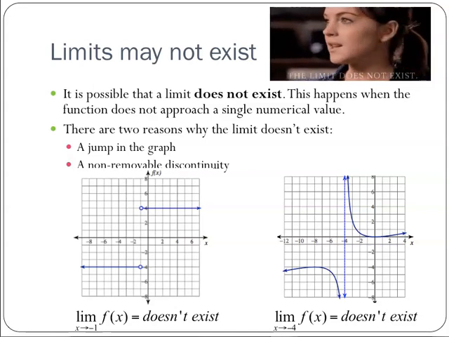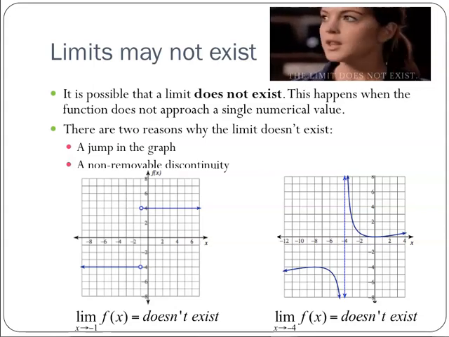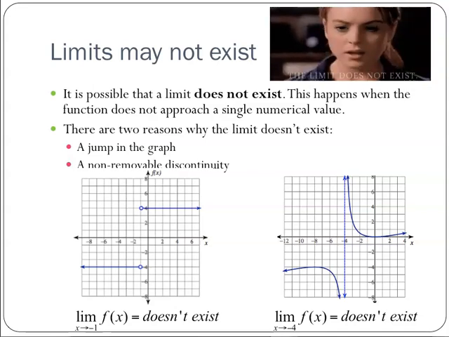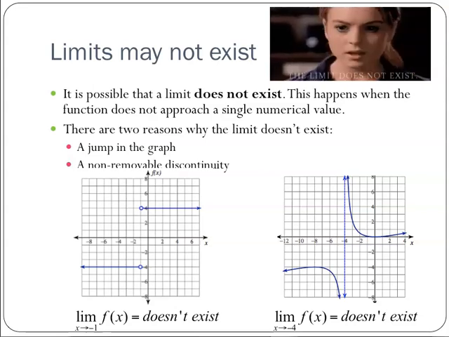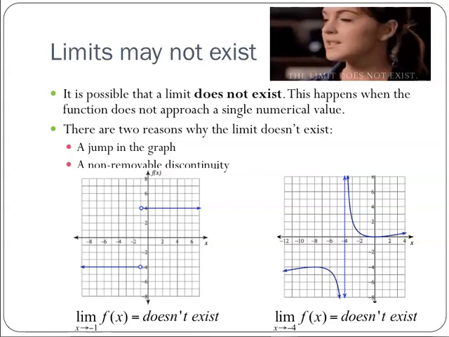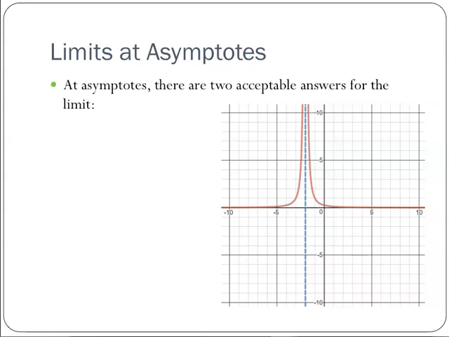Now, if on either side of the vertical asymptote you were approaching, they were both going up or both going down, we could still say that the limit does not exist because infinity or negative infinity is not a single numerical value. However, if it is the case, you are absolutely allowed to say that it goes to infinity. So at asymptotes, there are two acceptable answers for the limit if you have this case of togetherness at a vertical asymptote. So you can simply say does not exist, or you can say that it's infinity.